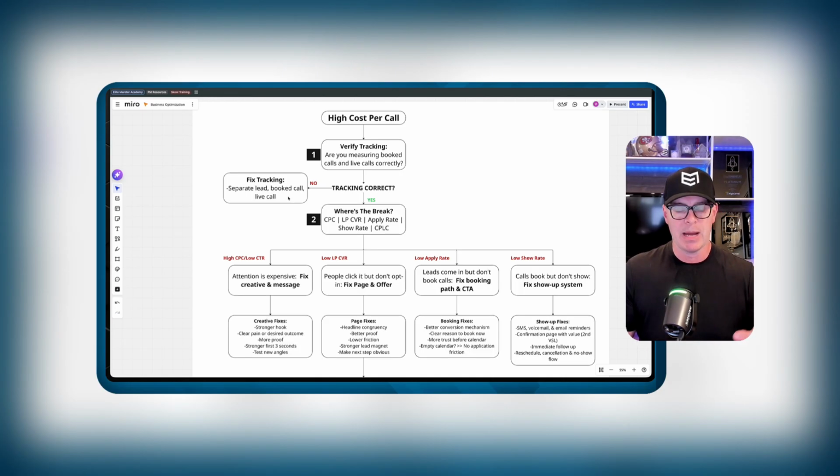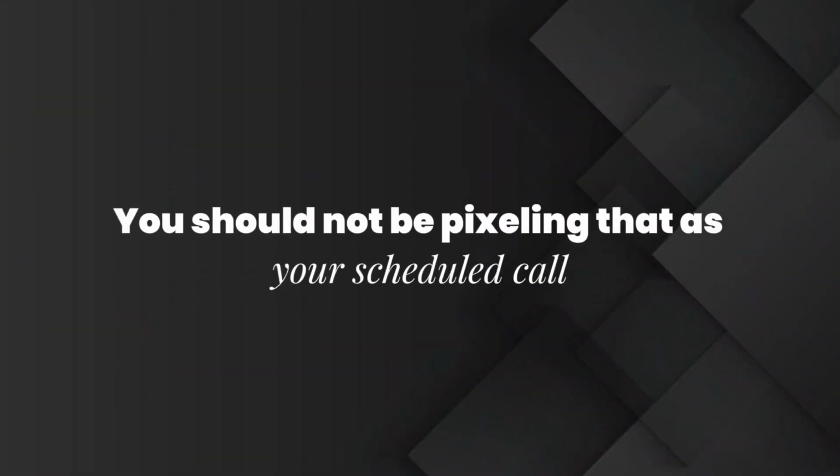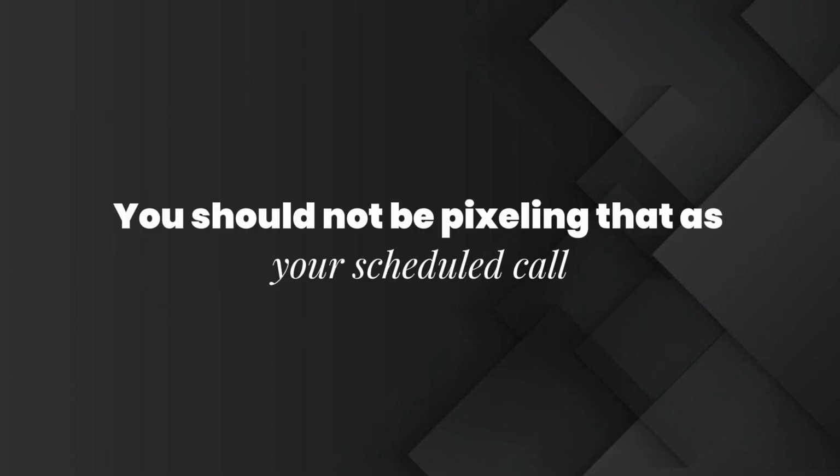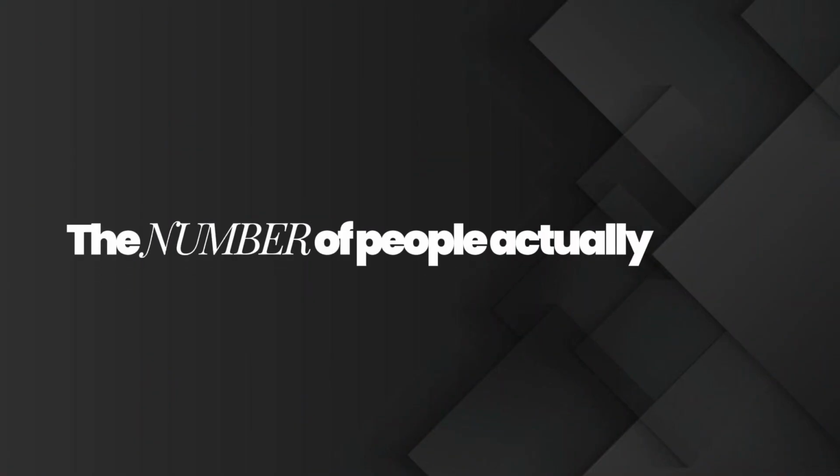You want to separate out lead and book call. Someone who submits an application, for example, you should not be pixeling that as your scheduled call. You should be pixeling when people have gone through and scheduled their call. This is really, really important because typically people might say, well, I have a low cost per call, but a really, really high cost per live call, meaning the number of people who actually show up. And that's because you're not looking at the right things.